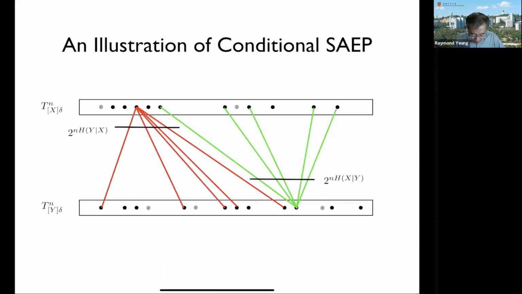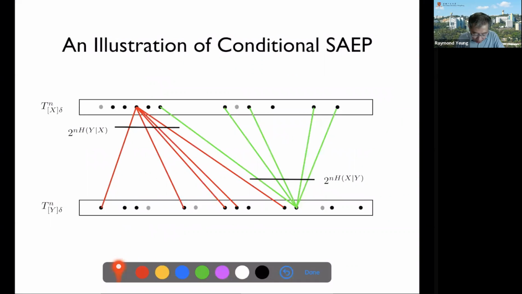Okay, now this is a further illustration of the conditional strong AEP. Here we have the set of all typical sequences. The line means that this y is typical with that x. As long as you can find one such line, then you will find approximately 2 to the power n times entropy of y given x lines. And the same thing if you fix a typical y. As long as you can find one x which is typical with that y, then you would find approximately 2 to the power n times entropy of x given y x's that are typical with that y.